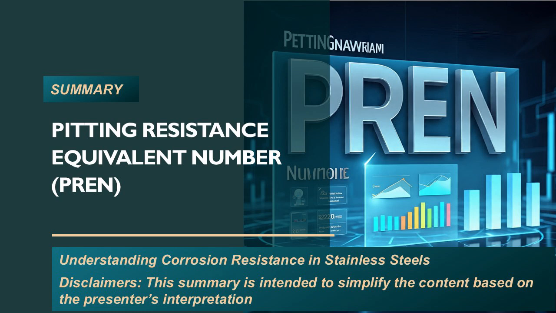Welcome everyone. Today, we'll explore PREN, the Pitting Resistance Equivalent Number. Understanding corrosion resistance in stainless steels: what it is, why it matters, and how it helps us select the right materials for corrosive environments. Please be informed that this summary is intended to simplify the content based on the presenter's interpretation.